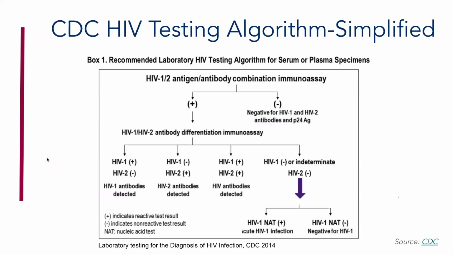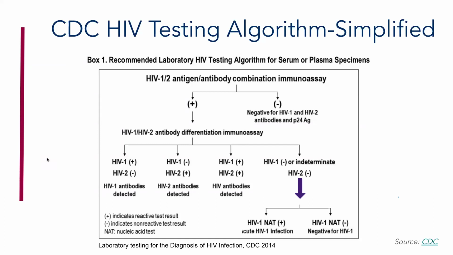If that's positive, then what you know is either the antigen test was positive or the antibody test was positive, but you don't know which one was positive with most of the tests. There are some tests out there that are starting to delineate for you which one of those two were positive. But in most cases, you just know you have a positive antigen antibody test, and then you've got to figure out which of those tests was positive.